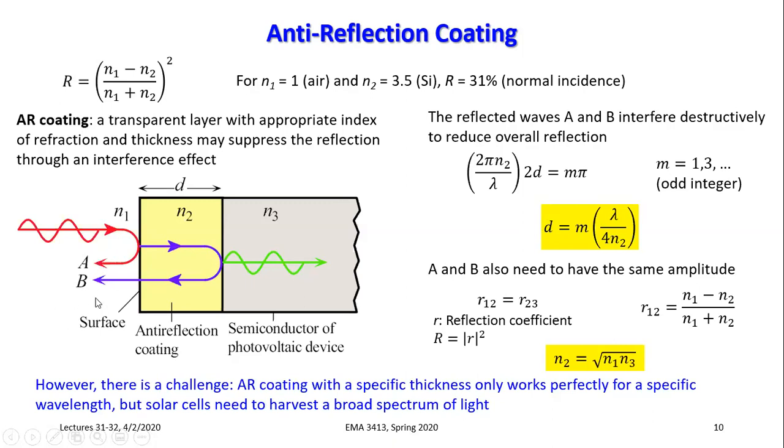So actually, how to develop a broadband? Broadband means many different wavelengths. Broadband, wide angle AR coating. This is actually a very active research topic.